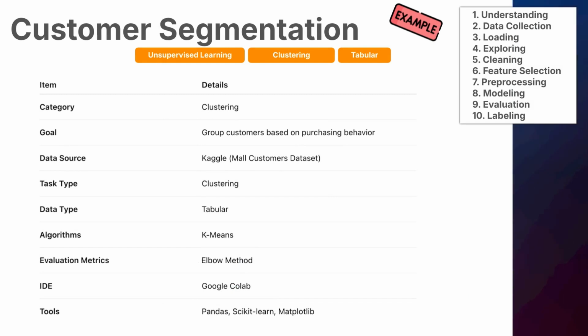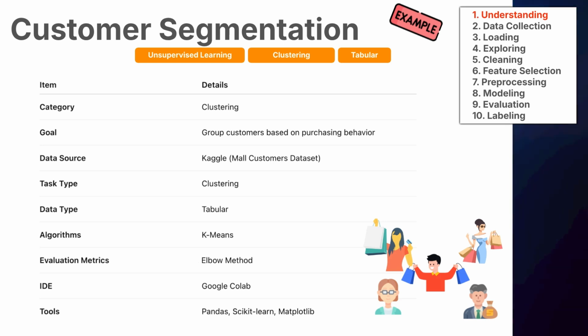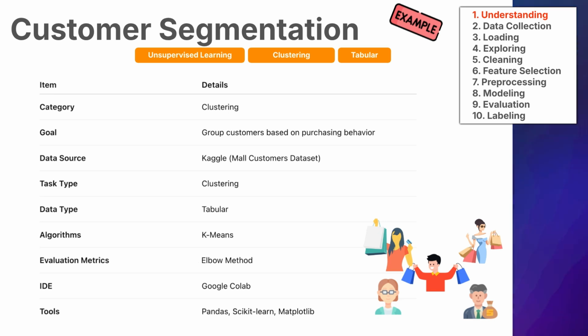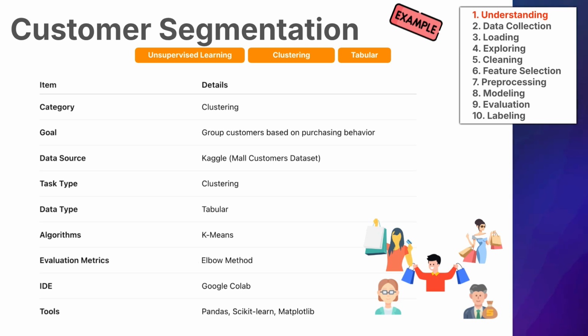Unsupervised learning clustering example, customer segmentation. This project falls under the category of unsupervised learning, specifically a technique known as clustering. The main goal is to group customers into different segments based on their purchasing behavior. These segments can then be used for targeted marketing, personalized services, or deeper customer analysis.